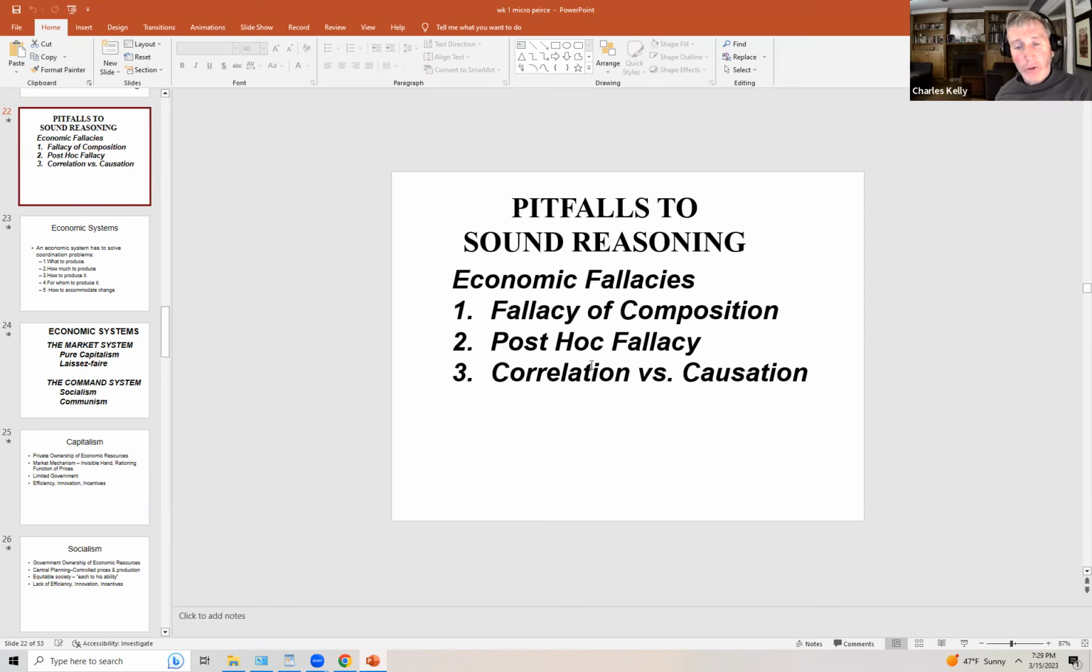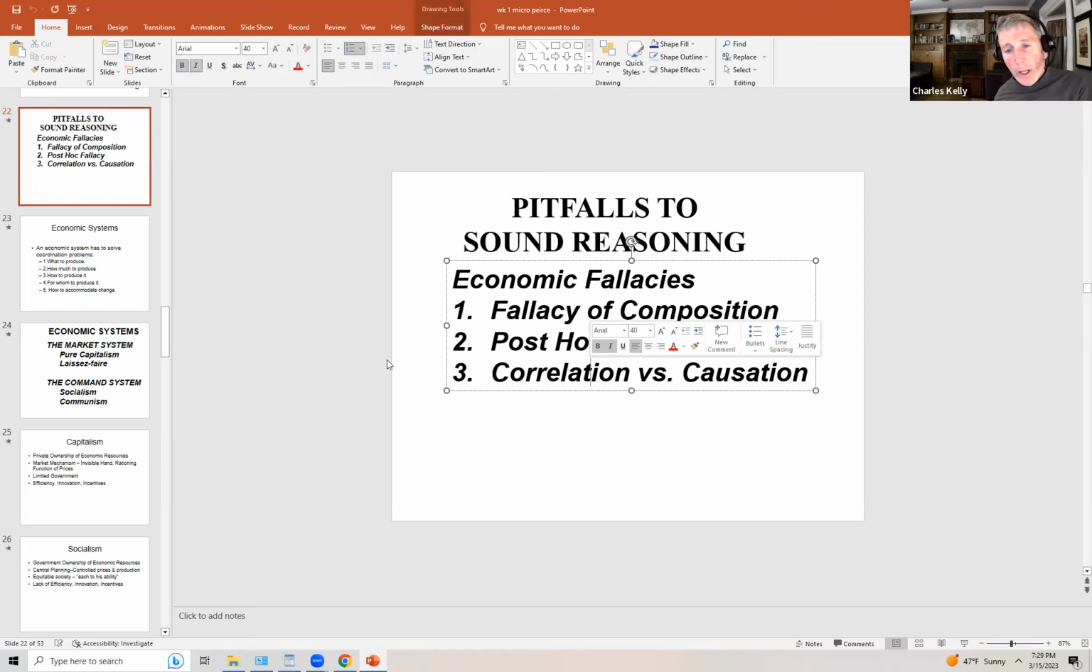Correlation versus causation is just trying to say that this information makes sense and causes that outcome. All right.